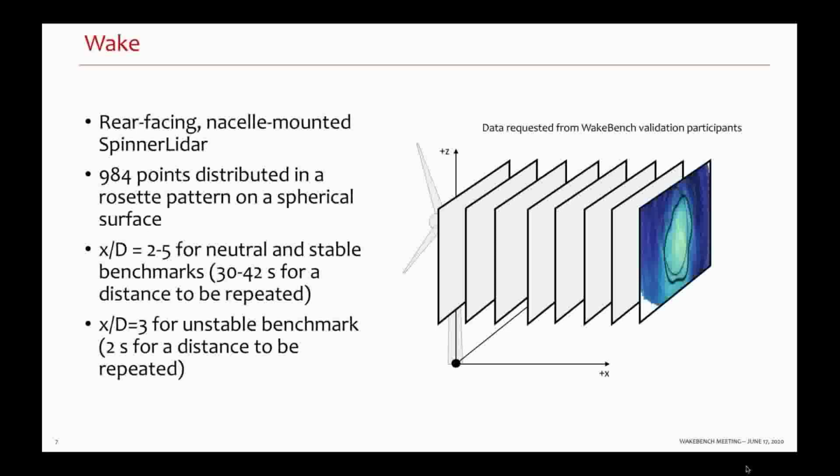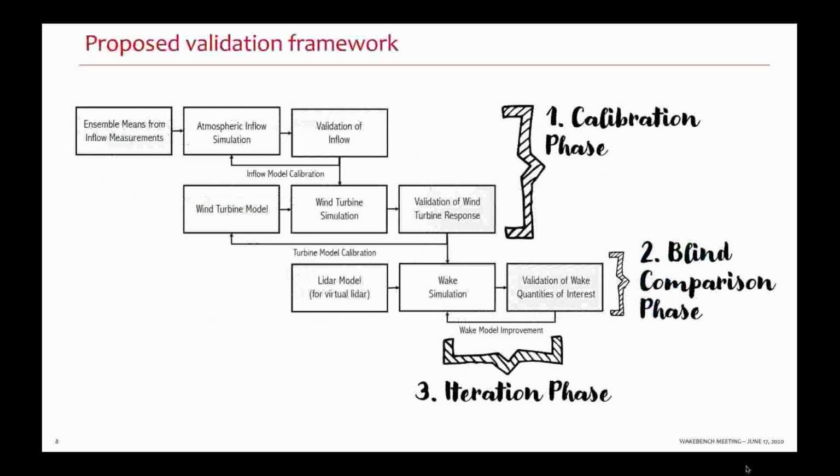And then for the unstable benchmark, where we wanted to focus on dynamics, we considered measurements only at 3D. Because the lidar was not cycling between different distances, it's a much faster sampling rate. So every 2 seconds we have a data set. And so this schematic here shows the data that we requested from the modelers. So these planes behind the turbine are what all of the analysis was based on.